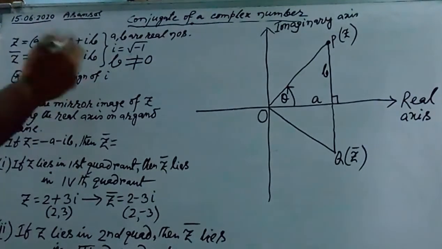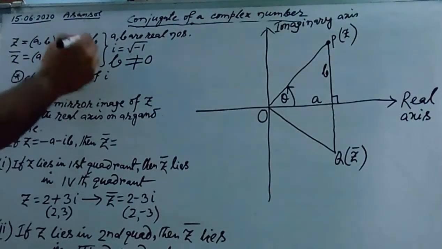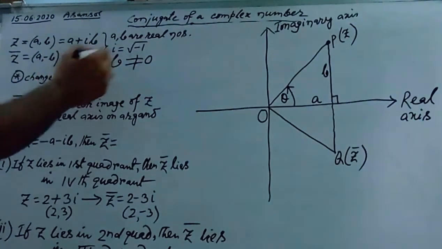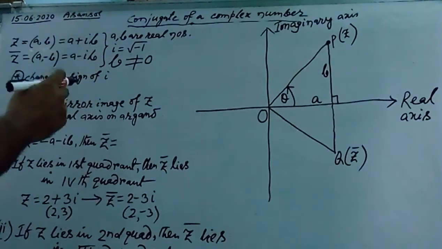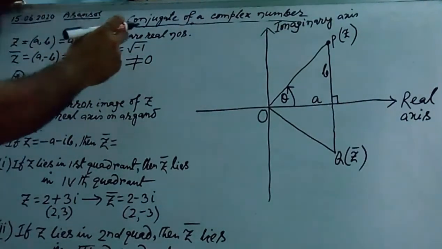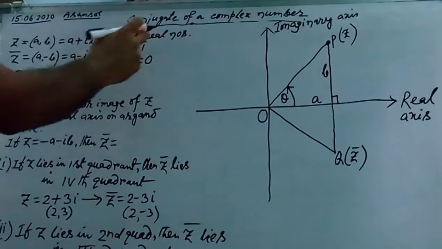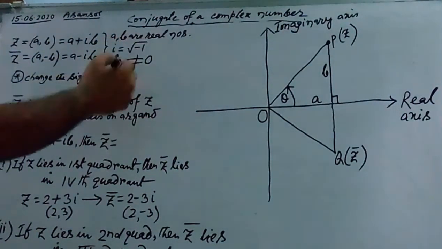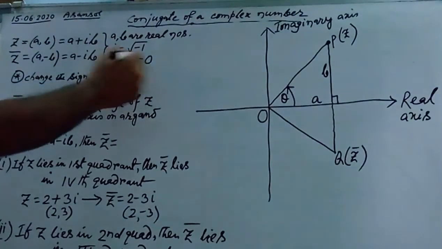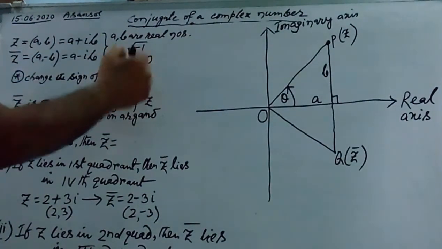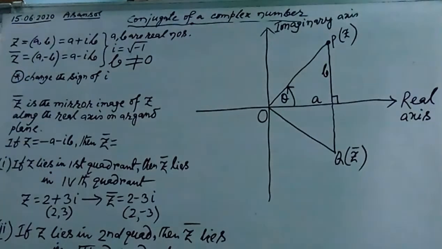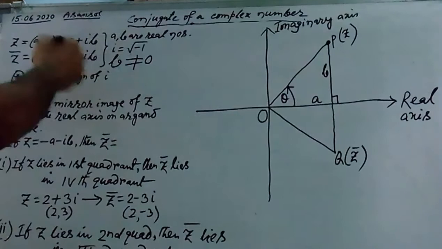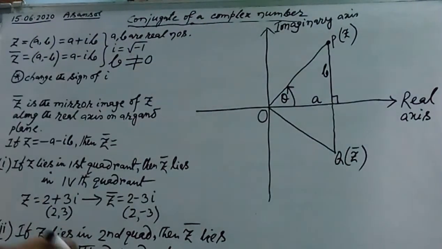Simply, we have to change the sign of i. If it is plus, we put minus. If it is minus, we put plus. This is very important to keep in mind: a and b are real numbers, i is equal to square root of minus 1, and b is not equal to 0. b will never be equal to 0. Now, we will try to understand the conjugate of a complex number geometrically.